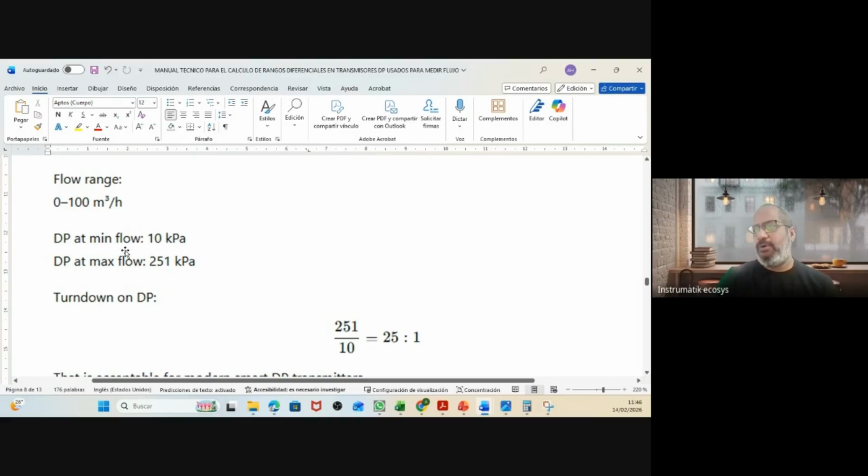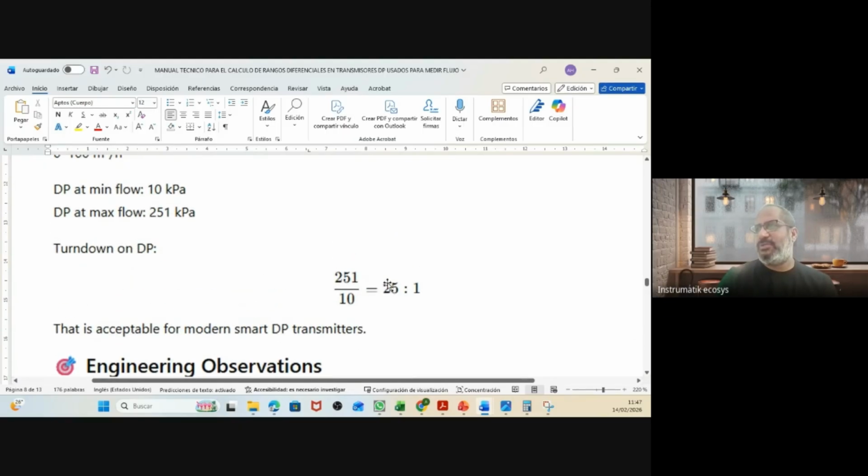So DP at minimum flow is 10 kilopascal, and DP at maximum flow is 251 kilopascal, which means that if you have a flow below, or a differential pressure below 10 kilopascal, it's not so accurate. Not so accurate. So then you got the DP value that you need, and when you divide maximum by minimum differential pressure, you have the turn down ratio.